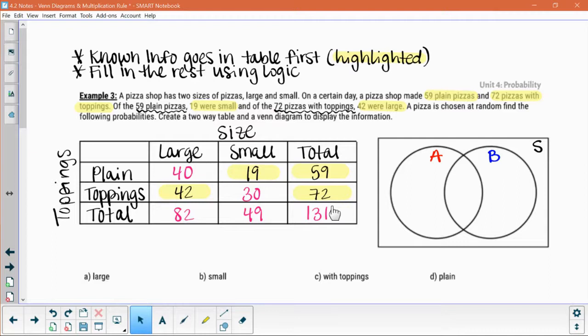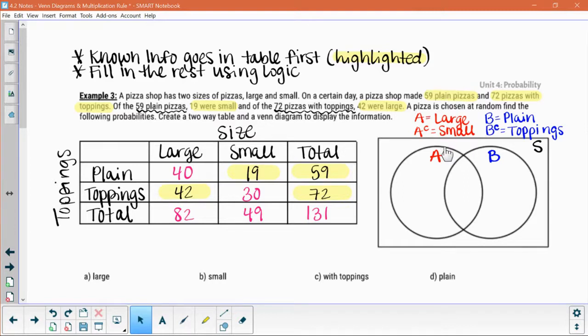Now that I have all of my information organized, I'm just going to place it onto my Venn diagram. One thing you have to be careful of is what you identify your two events as. Notice that I made event A a large pizza and event B a plain pizza. The reason why I did this is because these two things will have an overlap. If I were to make A large and B small, then I'm just going to have two circles in this sample space, and I'm not going to be able to really organize my data effectively.